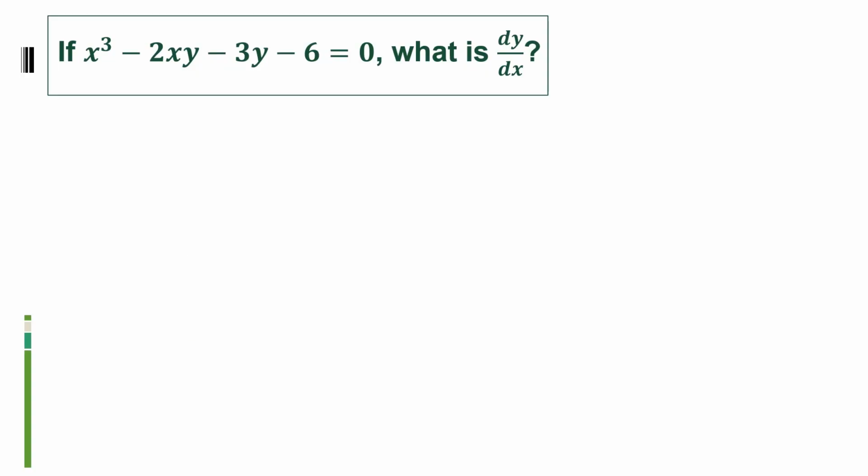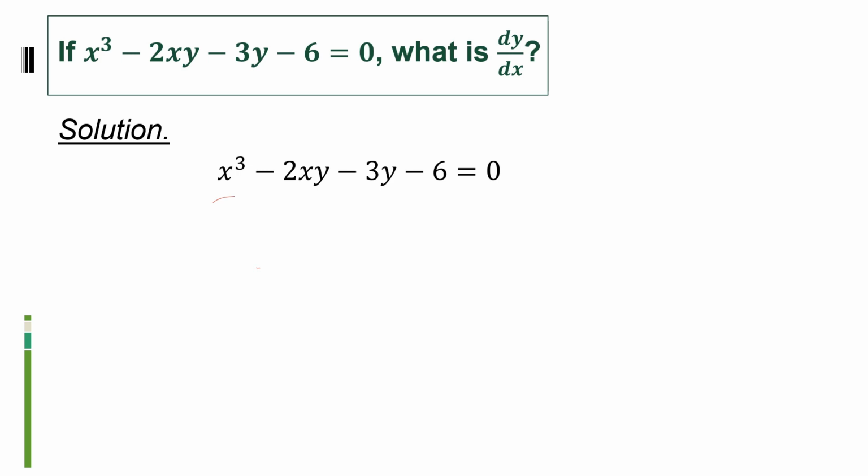Let's consider this example. If x cubed minus 2xy minus 3y minus 6 is equal to 0, what is dy over dx? So check muna natin kung pwede ba nating ihiwalay yung y para meron lang siyang iisang dinidefine na function. Kasi kung ganun, explicit lang siya. Pero kung hindi, like merong dalawa or more na functions na dinedefine, then implicit siya.